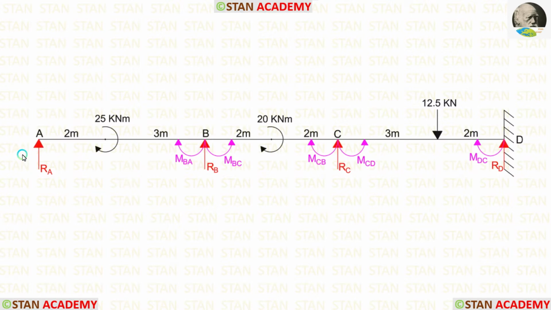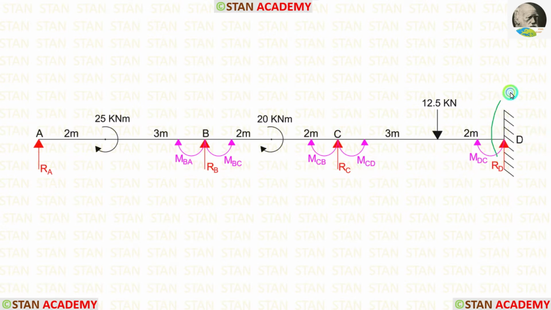In the point A, there will be no moment because it is the simply supported end. In the joint B, there are 2 moments, MBA and MBC. In the joint C also, there are 2 moments, MCB and MCD.